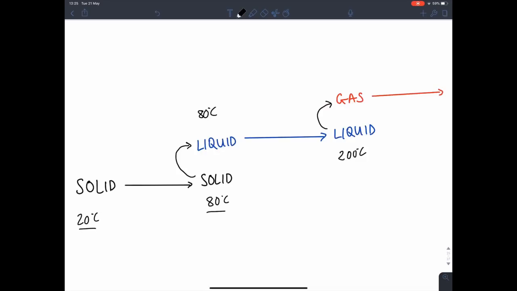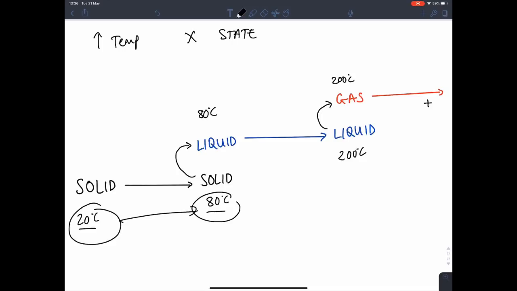What's the temperature of this gas right now? It's still 200 degrees Celsius. Finally, we have the gas and we keep heating it up and the temperature increases. Now notice energy is used in two ways. In one way, energy is used to increase temperature, but does not change the state of the material. For example, the solid went from 20 degrees to 80 degrees. The temperature increased, but it's still a solid.